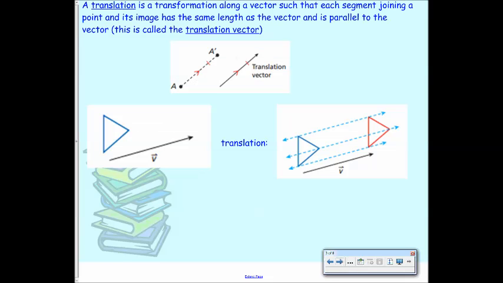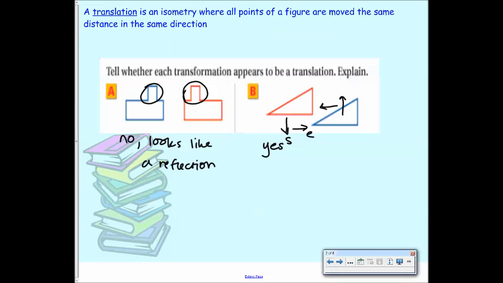Okay. All right. So a translation is a transformation along a vector such that every segment joining a point and its image is exactly the same length. So again, that's a fancy way of saying if you connect A to A prime and B to B prime, so let's say we go back to this picture. If this is A, this is A prime. If this is B, this is B prime.